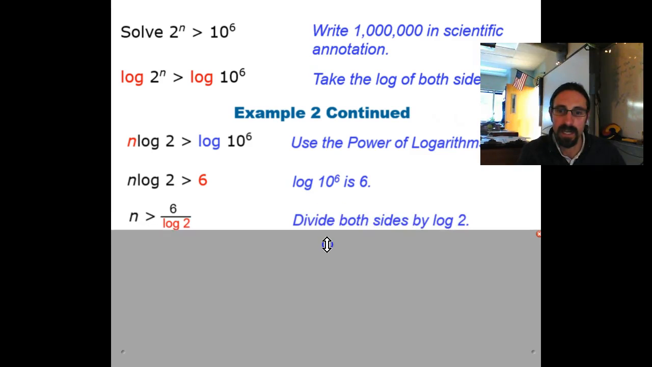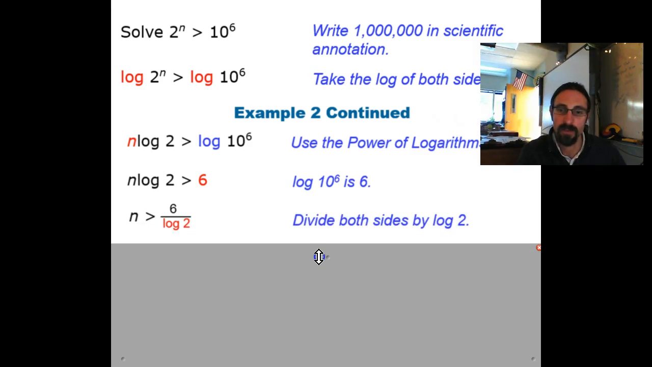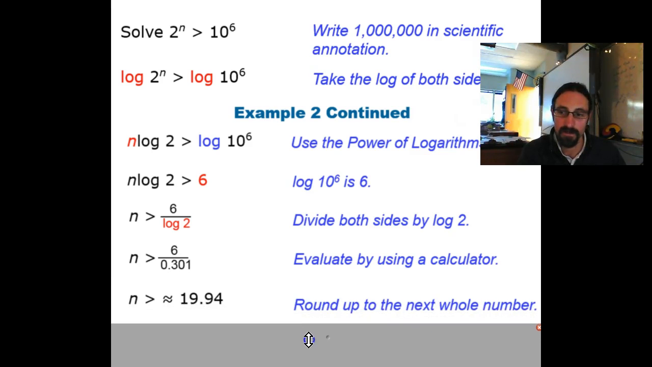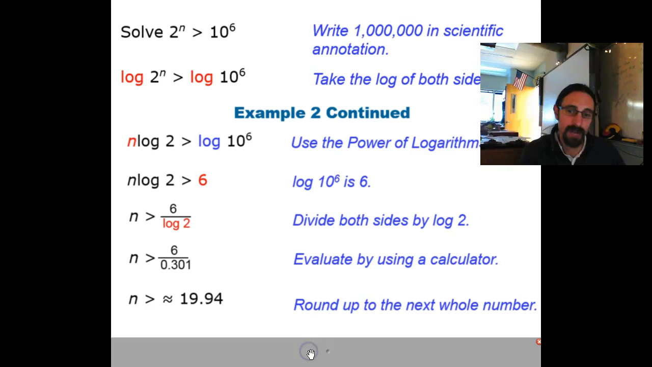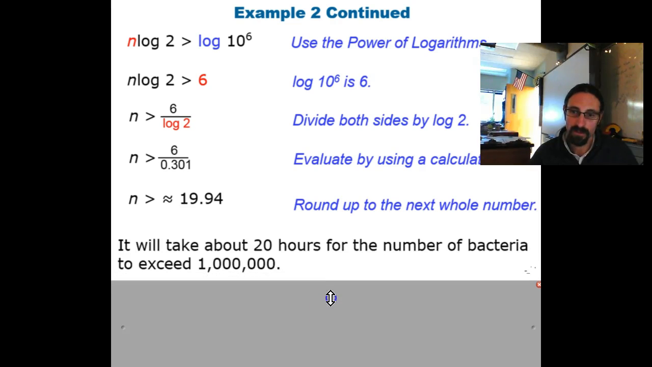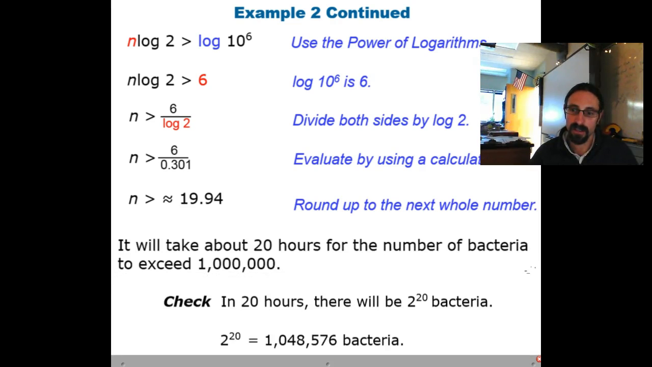Let me keep scrolling down. So that means n has to be greater than 6 over the log of 2, and you can evaluate that on a calculator. So it says n has got to be greater than 19.94, and of course we're talking 20 hours. Now when you check this, make sure you plug it in, and you'll see indeed that after 20 hours the bacteria exceeds 1 million.